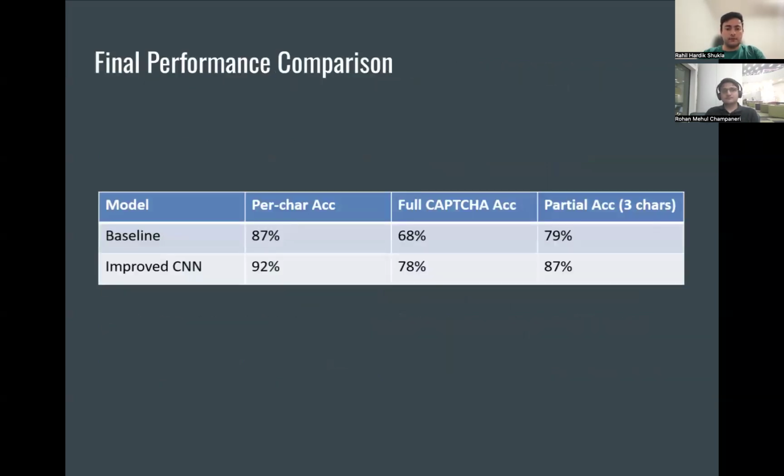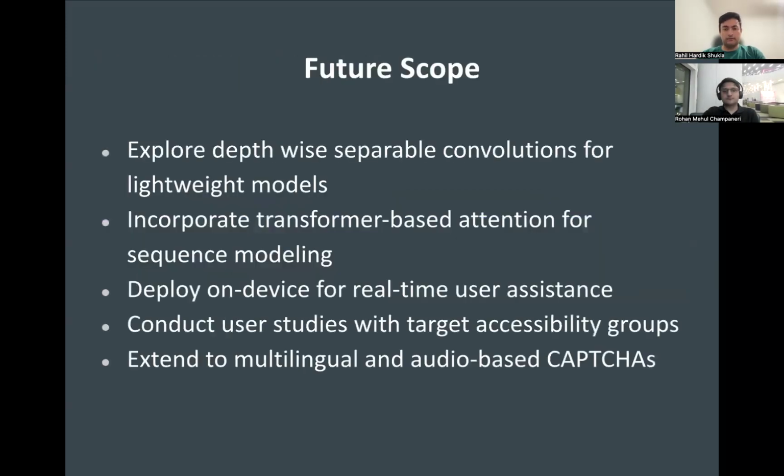This is the final performance comparison. As we saw, the baseline was 87, but the improved CNN became 92. For full CAPTCHA, it was 68, which became 78, and for partial accuracy, it was 79 and it became 87.